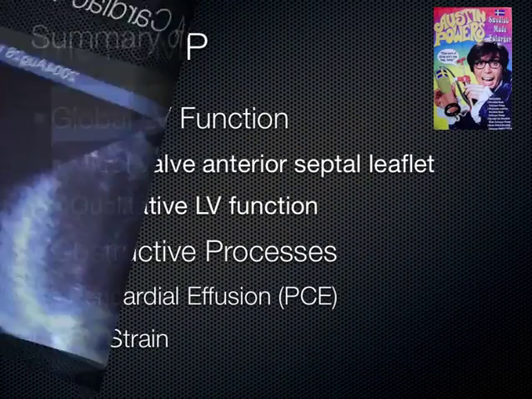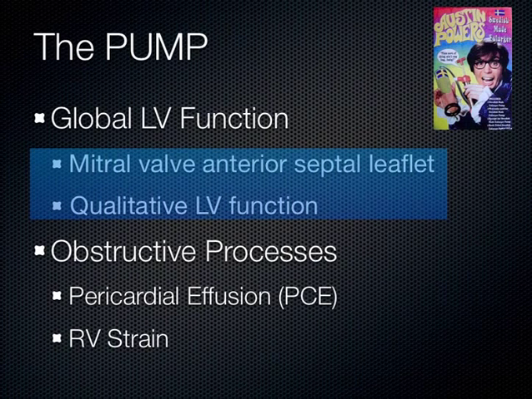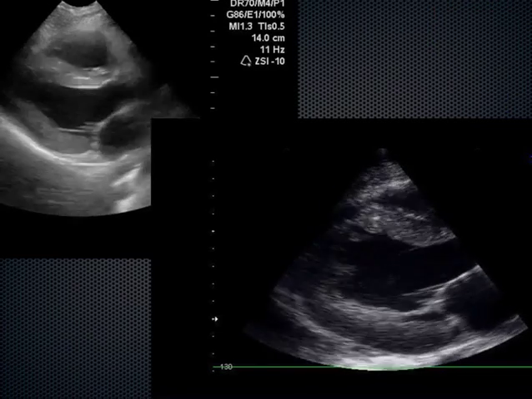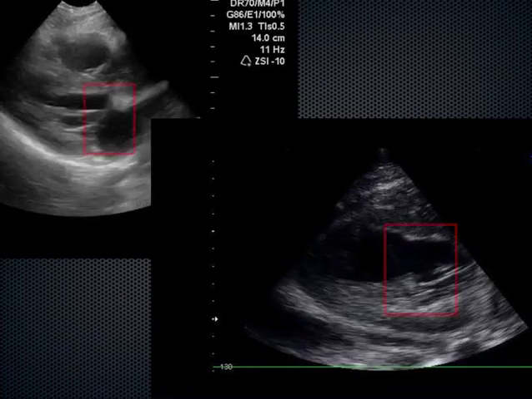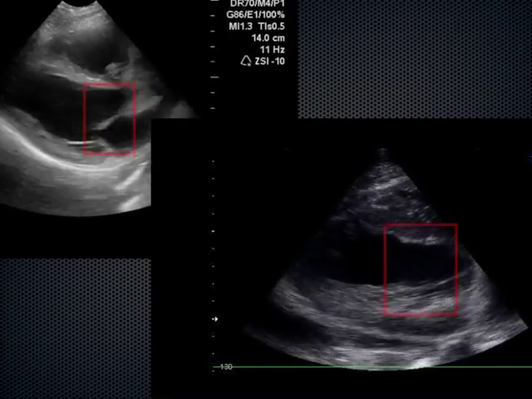Okay. So now that you've seen some normal stuff, let's talk about what type of dysfunction we can see. Well, I mentioned that with the global LV function, it's good to look at the mitral valve, the anterior septal leaflet of it, and also at the qualitative LV function. And just to pull this up for you here, we can see two patients' hearts here.